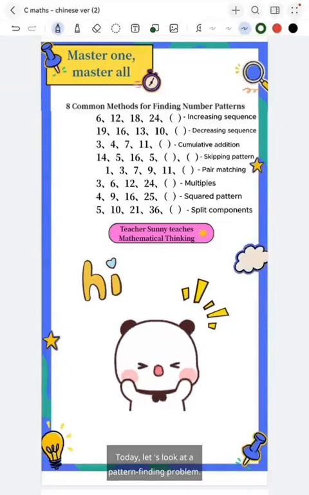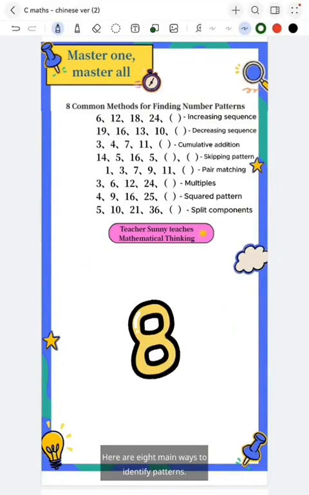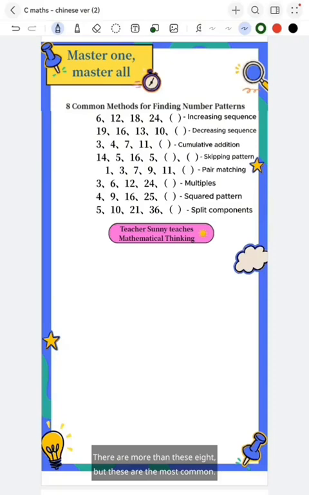Today, let's look at the pattern finding problem. Here are 8 main ways to identify patterns. There are more than these 8, but these are the most common.